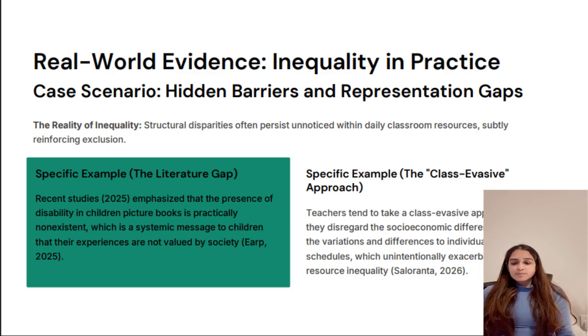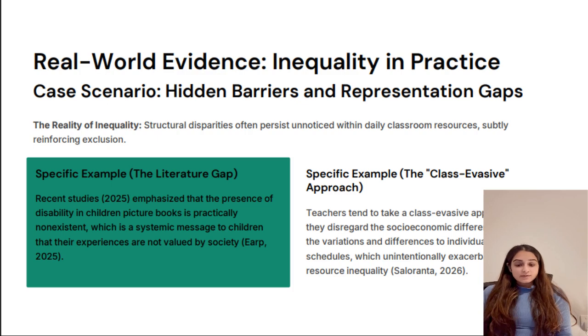For instance, recent research from 2025 shows that disability representation in children's picture books remains virtually non-existent. When children look at classroom bookshelves and never see characters with physical or neurological differences, it sends a systemic message that their lived experience lacks social value. Similarly, when staff take a class evasive approach, ignoring socio-economic differences and assuming every family has the same access to time and resources outside of the school, they reinforce underlying resource inequalities rather than solving them.